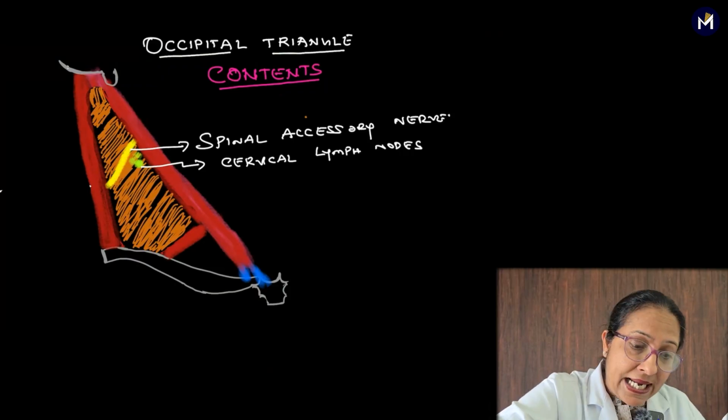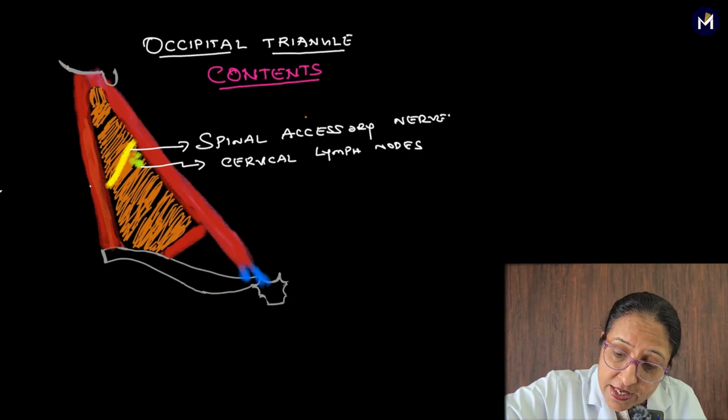Now just consider this pen as spinal accessory nerve and this tissue as investing layer of deep cervical fascia. Now this spinal accessory nerve lies immediately below the investing layer of deep cervical fascia like this. So whenever there is a procedure which involves the removal of these cervical lymph nodes, care should be taken not to injure this spinal accessory nerve, because this spinal accessory nerve supplies trapezius muscle.